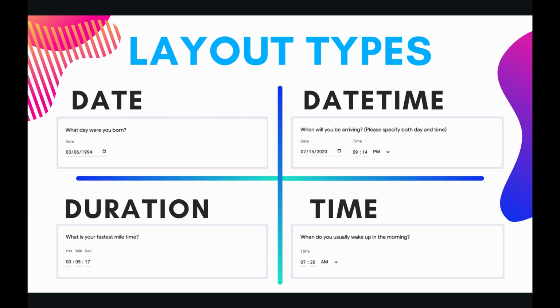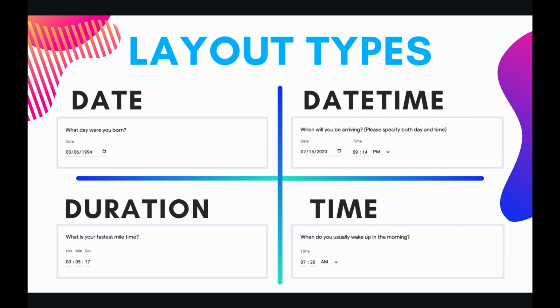Moving on, we have the date time item, and the date time item is the exact same as the date item. However, you additionally have to include a time as well. So you provide a date, but then you also provide an hour and a minute for the time, and then also AM or PM.